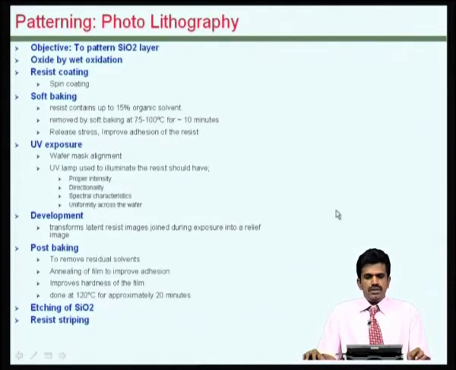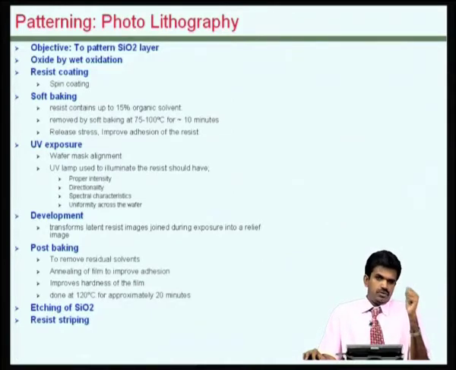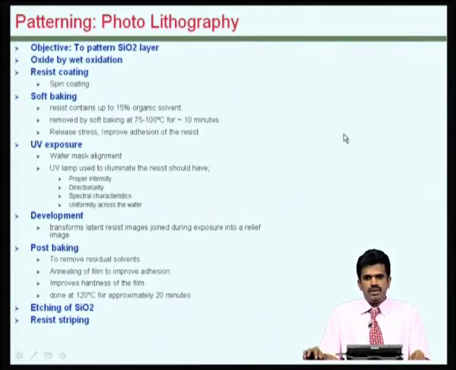Now, let us see how photolithography could be used for the fabrication of a microsystem, in this particular case for patterning a thin film layer. What we show here is patterning an oxide layer on a silicon wafer. So, what we need to do first is obviously to form this oxide layer on the silicon surface.